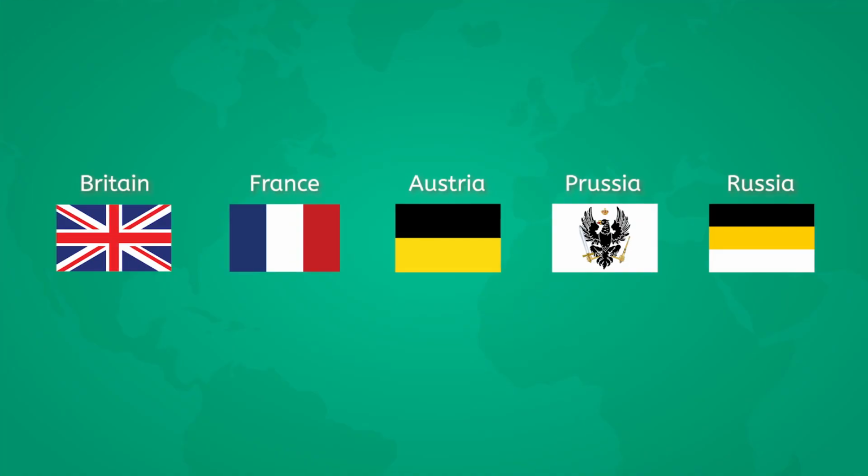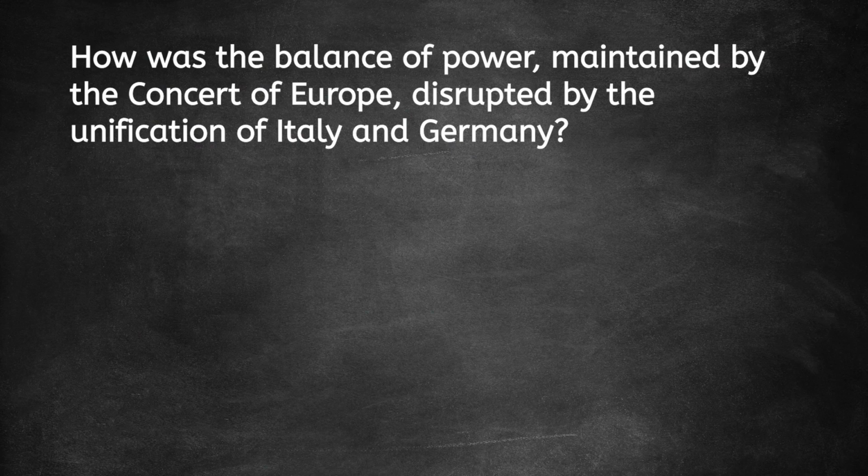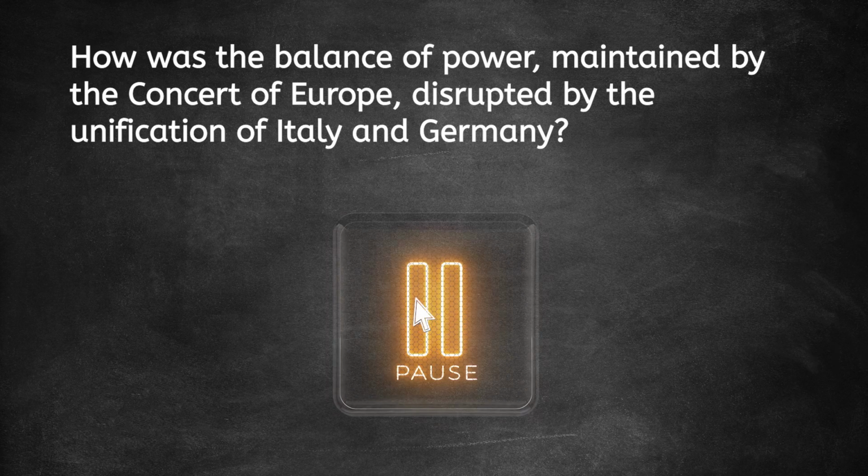The Congress of Vienna had created 5 great powers in Europe: Britain, France, Austria, Prussia, and Russia. In 1815, they were fairly equal in strength. Wars of the mid-19th century changed that. Let's revisit our last essential question. How was the balance of power maintained by the concert of Europe disrupted by unification of Italy and Germany?